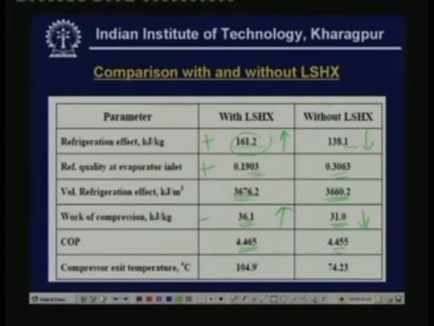Okay. And however, one significant difference between the system with liquid suction heat exchanger and without liquid suction heat exchanger is in the discharge temperature. Okay. You can see that with liquid suction heat exchanger discharge temperature is about 105 degrees centigrade, whereas without liquid suction heat exchanger it is about 74 degrees centigrade. That means almost more than 30 degrees increase. Okay. So, this is definitely a negative point as far as the liquid suction heat exchanger is concerned.